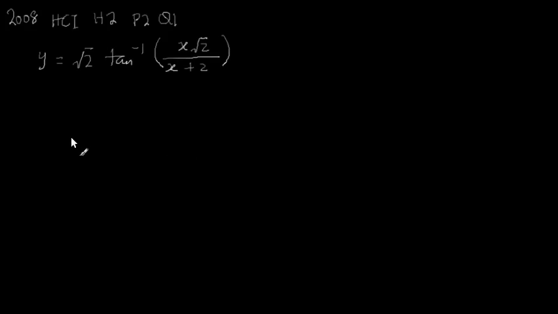Okay, we need to do a few things. First, we need to show that x bracket x squared plus 2x plus 3 close bracket, and then dy dx is equal to 2. We need to show this.